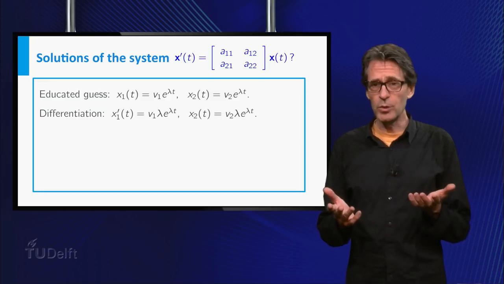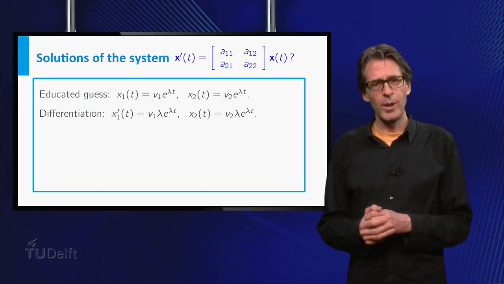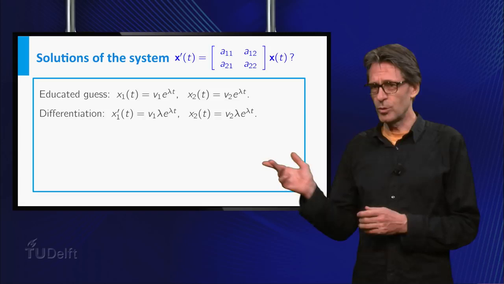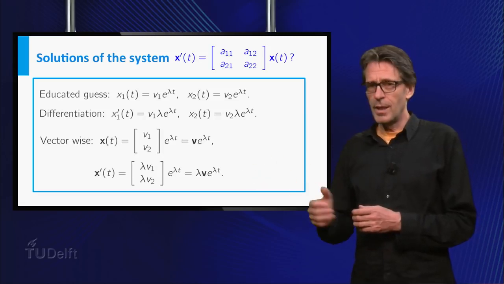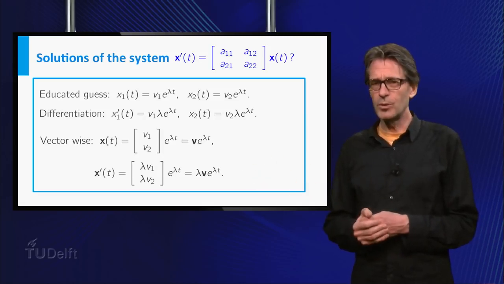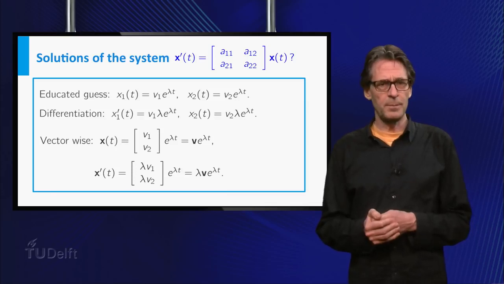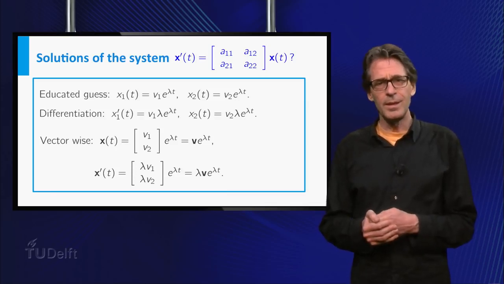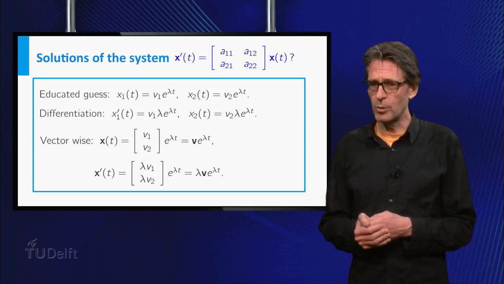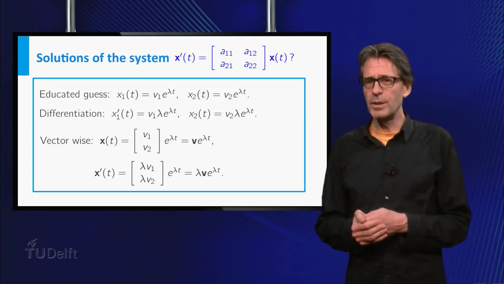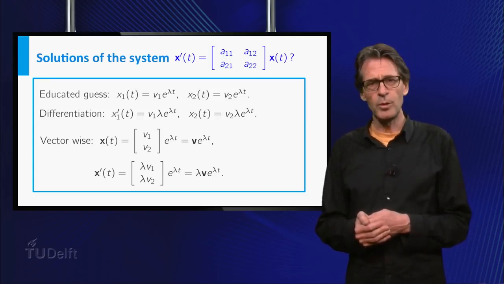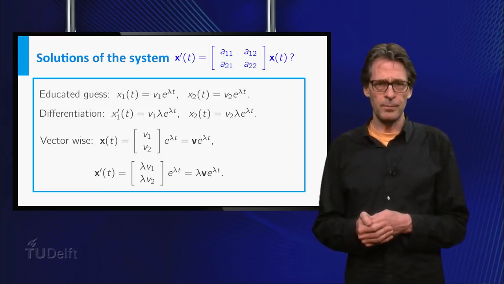Now, which exponentials would work? We can write the solution proposed on the slide in vector form. Note that v is a constant vector here. As you can see, differentiation then takes place component-wise, and you also see that the derivative is a constant multiple of the original vector function.